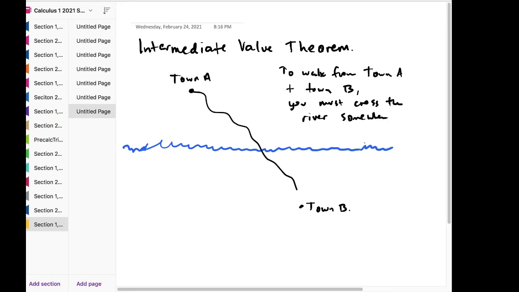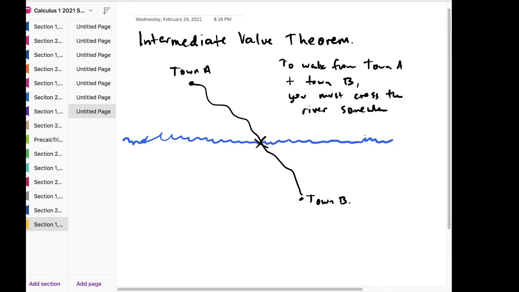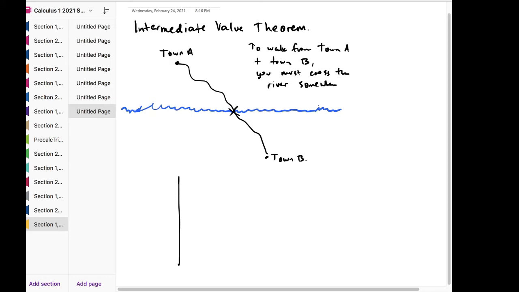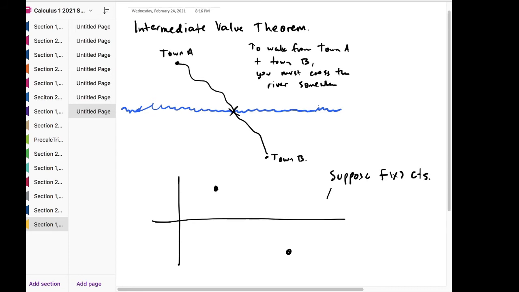You have to cross it somewhere. So what is this in math language? Suppose f of x is continuous, and f of a is bigger than 0, and f of b is less than 0.